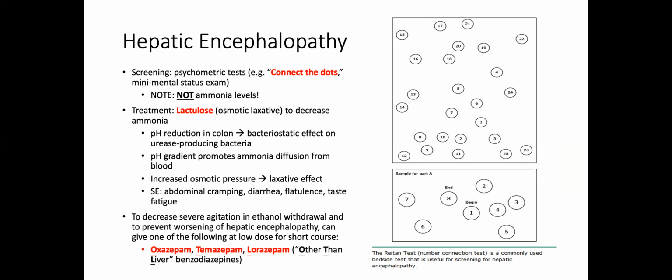So treatment is going to be lactulose. It's an osmotic laxative, and it's going to bind and get rid of ammonia. It's going to reduce the pH in the colon, and it has a bacteriostatic effect on urease-producing bacteria. It's going to increase osmotic pressure and get rid of all of that ammonia.